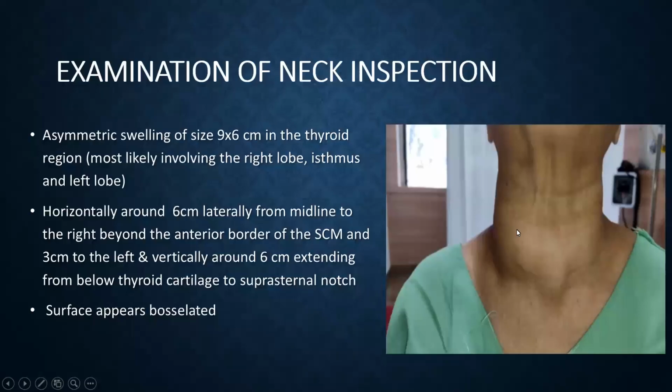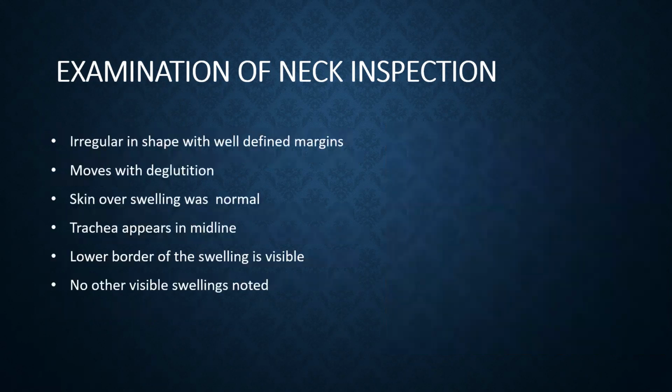From the midline to the right, beyond the anterior border of the sternocleidomastoid, and 3 cm to the left. Vertically, it extends around 6 cm below the thyroid cartilage up to the suprasternal notch. The surface of the swelling appears bosselated and irregular in shape, with well-defined margins, and it moves with deglutition.